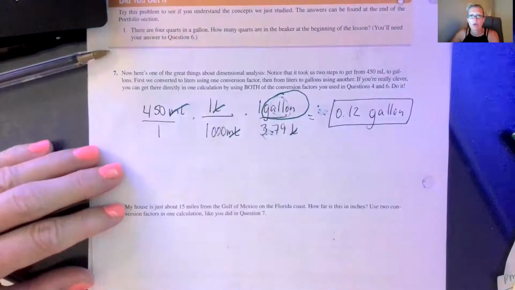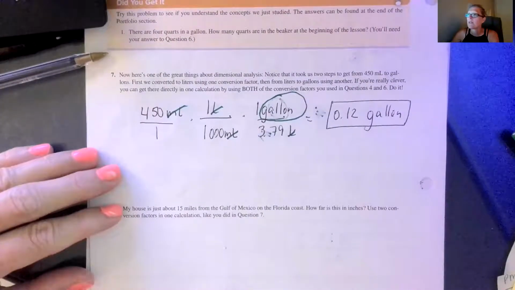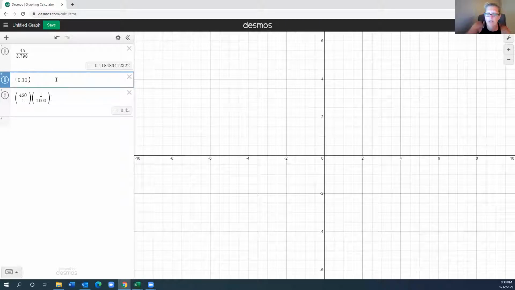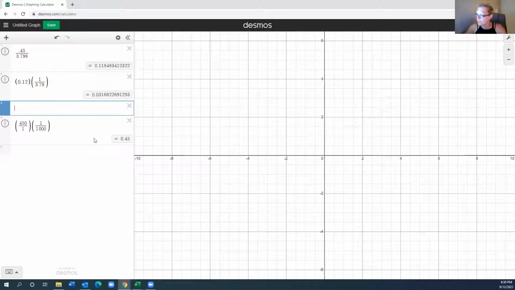And I'm going to show you how you can multiply these in Desmos. So in Desmos, you can do a left parenthesis and then do 450 divided by 1 and make that a parenthesis, and then multiply that by another parenthesis of 1 divided by 1,000 for the milliliters. Arrow right and make a right parenthesis, and then a left parenthesis for the third fraction of 1 gallon divided by 3.79 liters, and a right parenthesis, and then you get the 0.4.